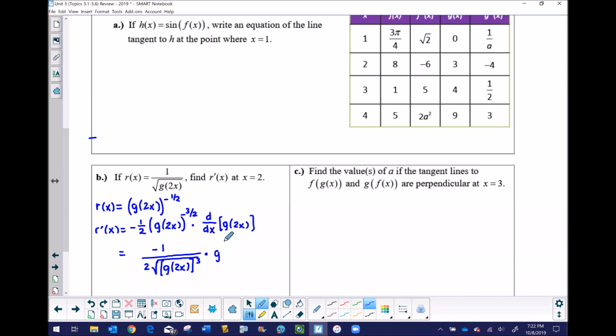Now on the right side of this, we can just take the derivative of g of 2x, which in and of itself is a chain rule where you take the derivative of the outside, g prime of 2x, and then you multiply by the derivative of what's inside, which is the 2. Hopefully that makes sense to you guys.